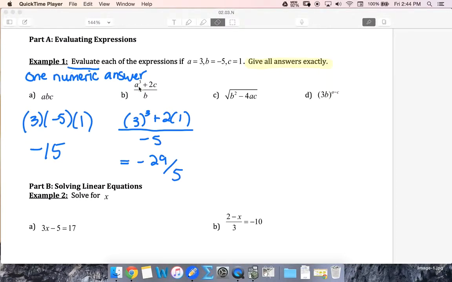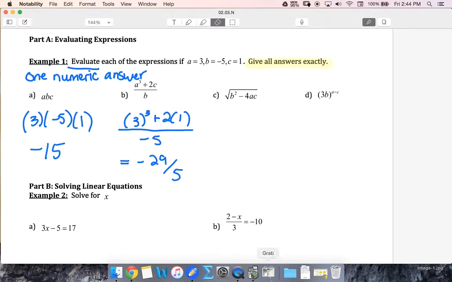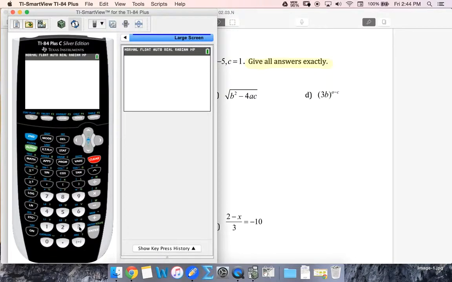And in this part, I'm going to show you how to do this with your calculator. Because your calculator has this really great function that lets you store values for letters. So I'm going to use this store button down here. I'm going to take my 3, because that was my A value, and store it as the letter A.